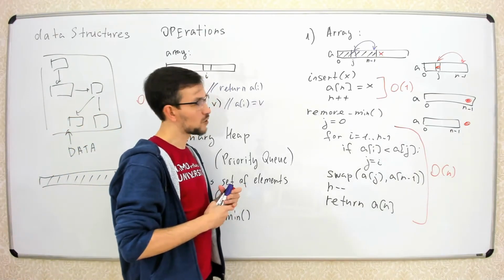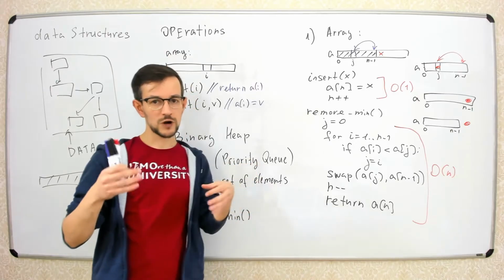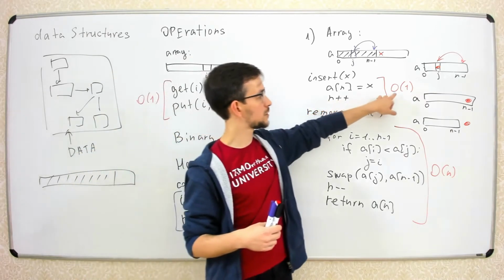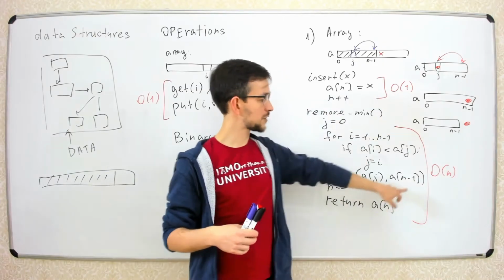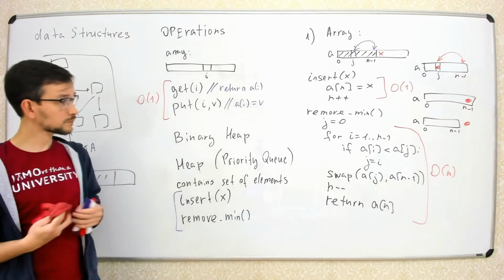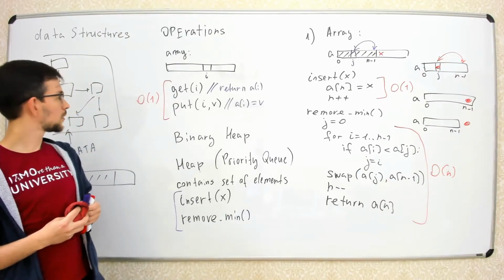So this is an example of a data structure where we have two operations and they have different complexity. This operation has time complexity big O of 1, and this operation has time complexity big O of n. Sometimes it happens. Okay, let's try another one.